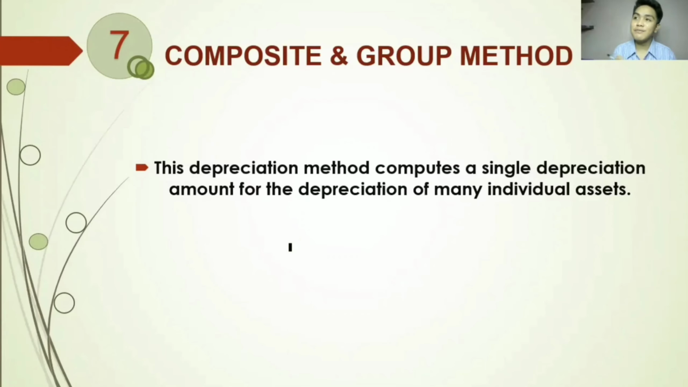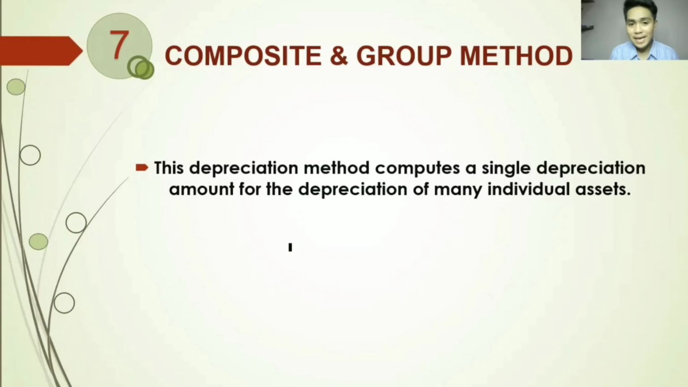For example, in a factory, there are many machines. So those machines are grouped so they can be depreciated as a single entity. Okay? So meaning to say, the depreciation is recorded as a single accumulated depreciation. They say this method is used for simplicity and efficiency.